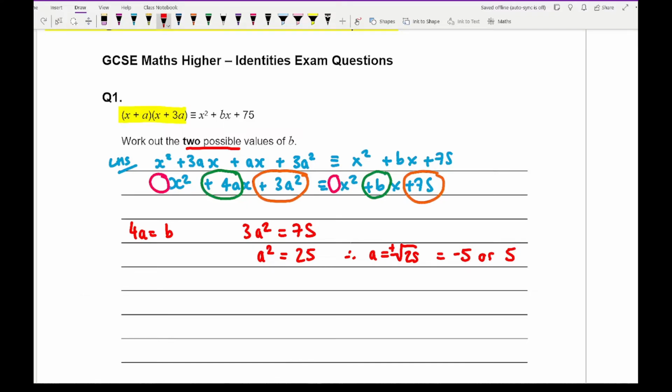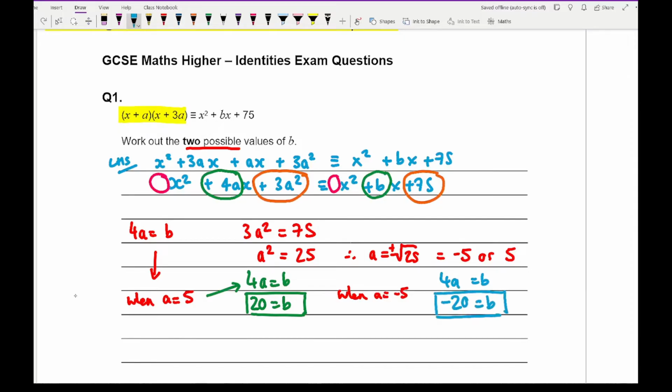So using this, when a equals 5, using 4a equals b, I'm going to end up with 20 equals b, so that's one value that I've got. Then when a equals minus 5, using 4a equals b, that's going to be minus 20 equals b.